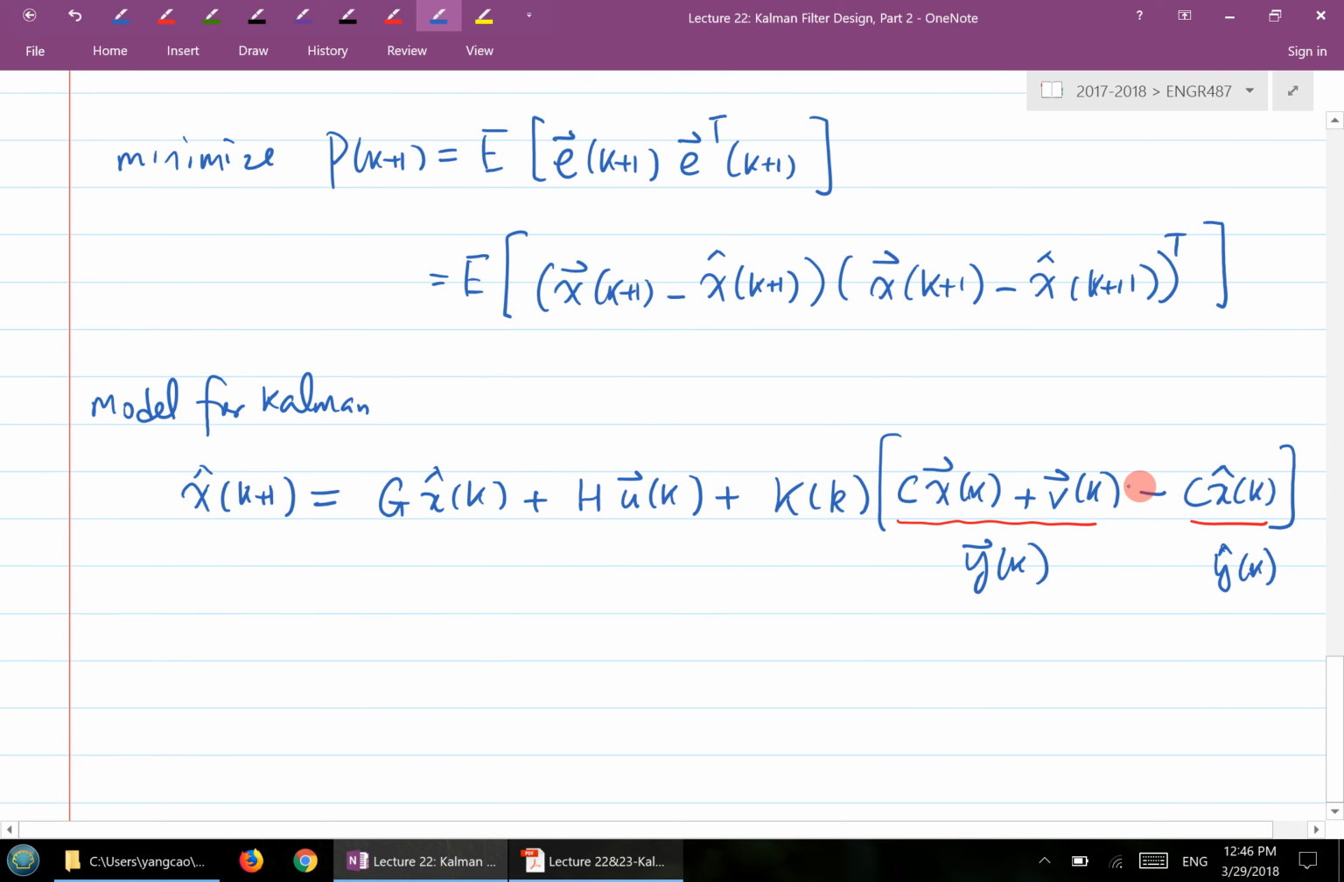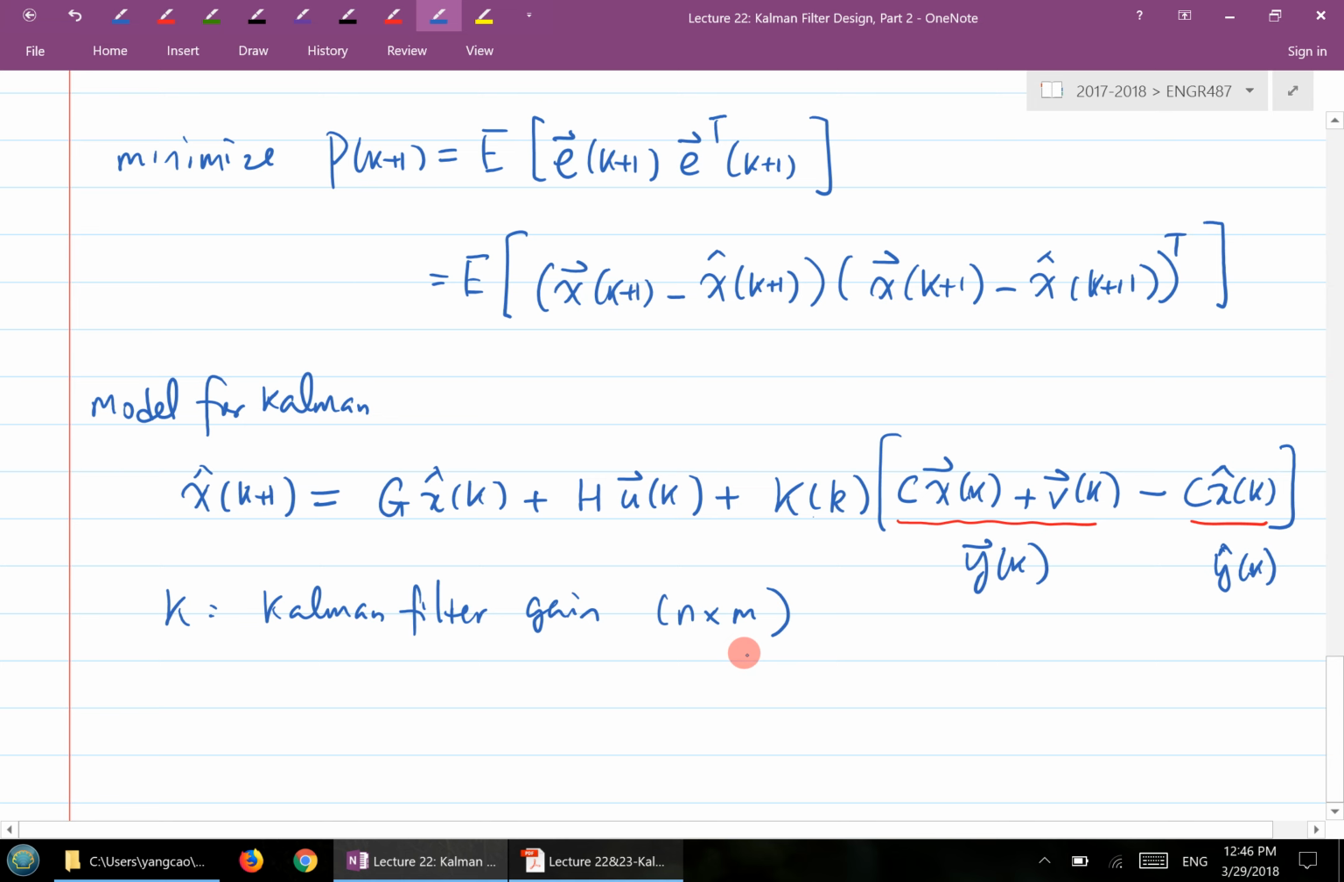However, the K here, now this time we call it the Kalman gain, or Kalman filter gain. It's called a Kalman filter gain here. If you have m number of outputs, then the size of this K matrix is n by m.